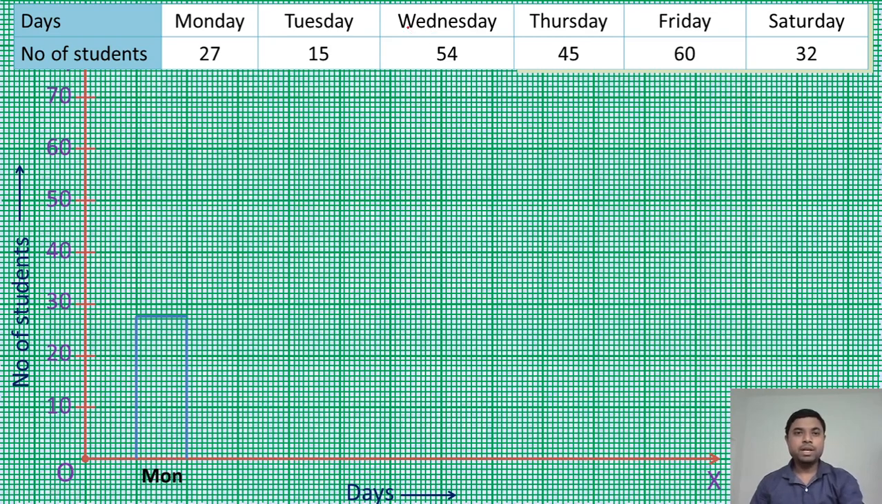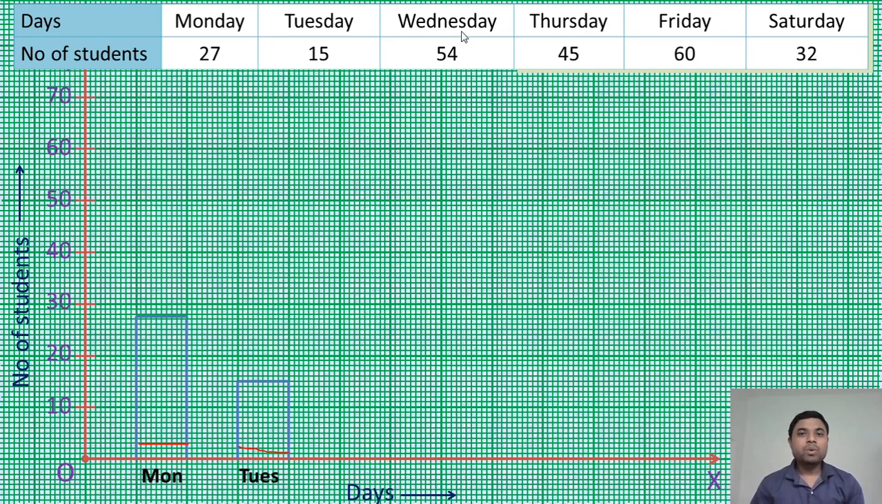Now on Tuesday, how many? 15. Just give this gap, the same gap from here to here. Now count from here: up to this is 10, then 11, 12, 13, 14, 15. Draw this, and at the same distance draw another and join. Students, when you draw, keep in mind this gap and this gap will be the same. Now write Tuesday.